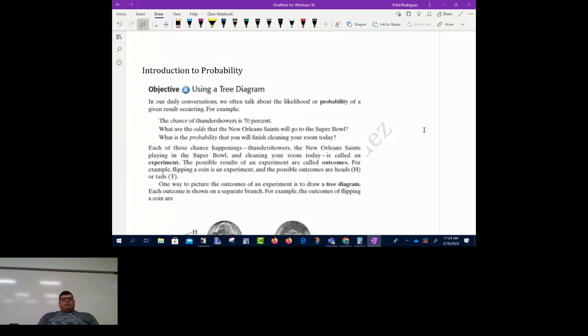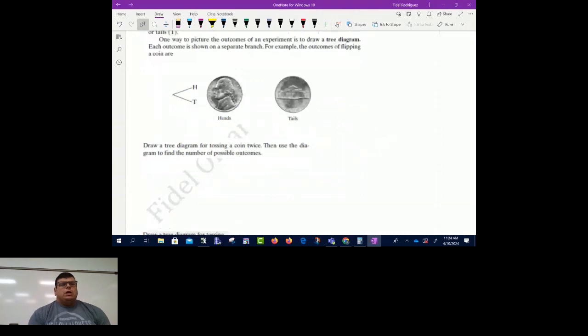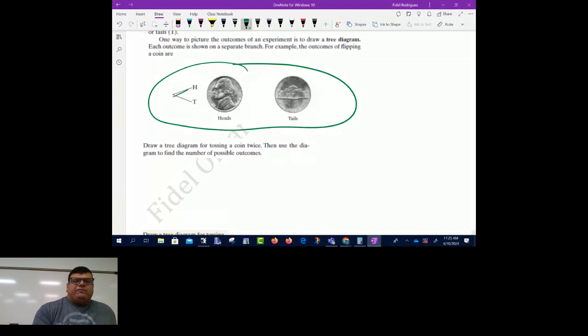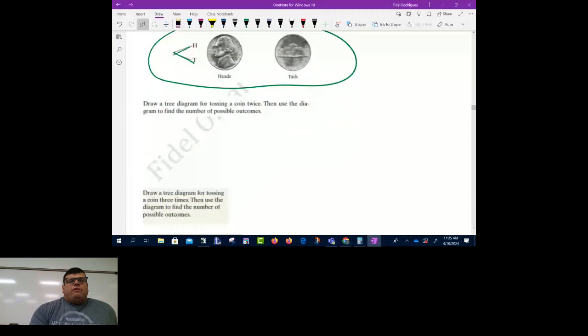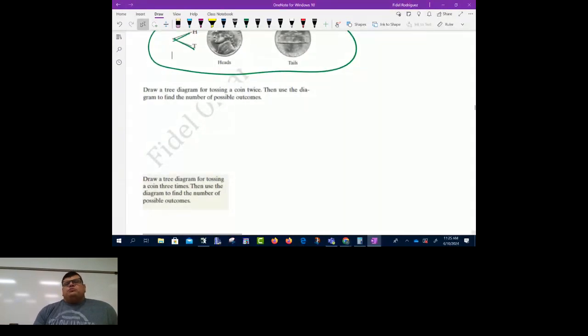Okay. And y'all, sometimes when we do probability type problems, it's helpful when we draw something called the tree diagram. Okay. So y'all, when we flip a coin, our coin can either land as heads or tails, right? And so when we draw a tree diagram, y'all, this is what it looks like. Either when you flip a coin, it's either heads or it's tails. Okay. And so, y'all, for this first problem here, it says we're going to draw a tree diagram for tossing a coin twice. And then you're going to use a diagram to find the number of possible outcomes.